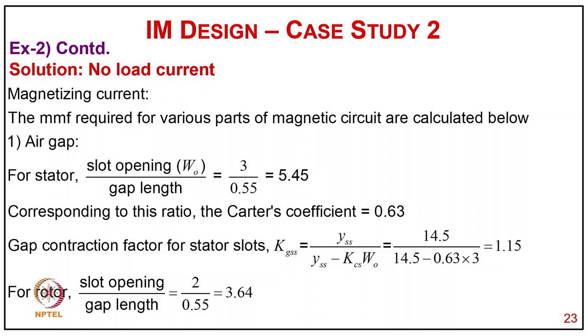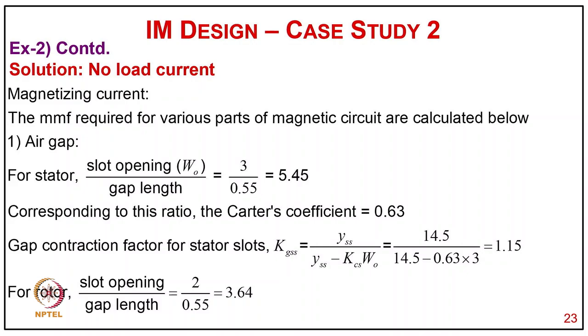One is the magnetizing current, another is the loss component of current. So coming to magnetizing current, the MMF required for various parts of the magnetic circuit is calculated here. First, taking the air gap, for stator slot opening, W0 upon the gap length equals 3 upon 0.55, that is 5.45, and corresponding to this ratio, the Carter coefficient comes 0.63.